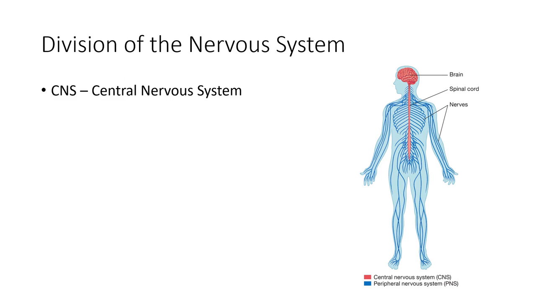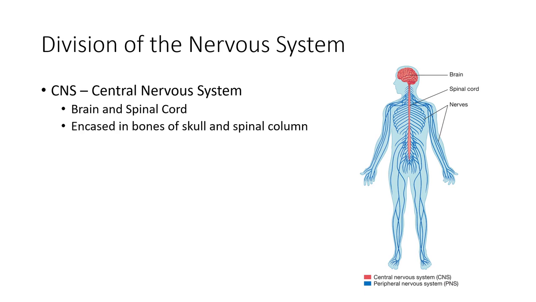Now let's take a look first at the division of our nervous system, and here we are looking first at the central nervous system, or the CNS for short. That includes our brain as well as our spinal cord, and we can see that here on the right-hand side of the slide. Both the brain and the spinal cord are encased in bone for protection. So your spinal cord is encased within your spinal column, and your brain, of course, is encased in your skull.